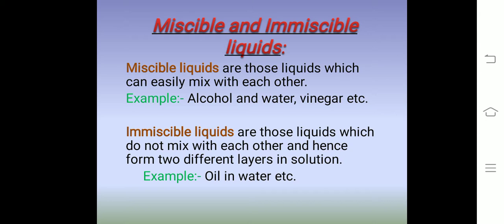Now, miscible and immiscible liquids. Miscible liquids are those liquids which can easily mix with each other. For example, alcohol and water, vinegar, which is a mixture of acetic acid and water. Immiscible liquids are those liquids which do not mix with each other and hence form two different layers in solution. For example, oil in water. We know that oil and water do not mix with each other. Oil floats on the surface of water.